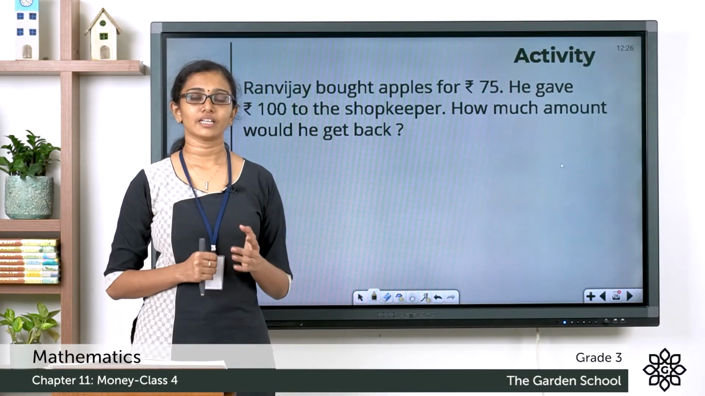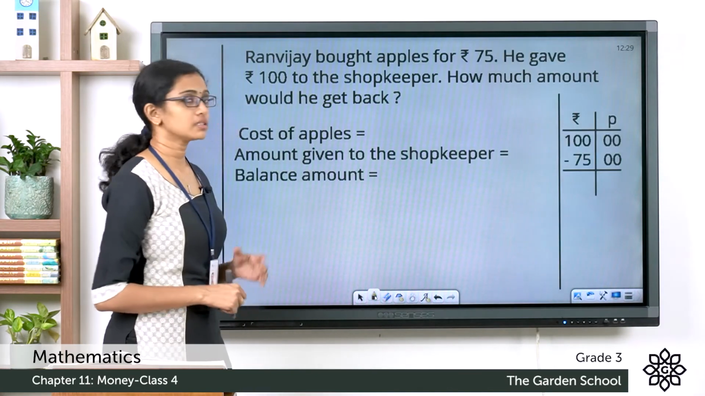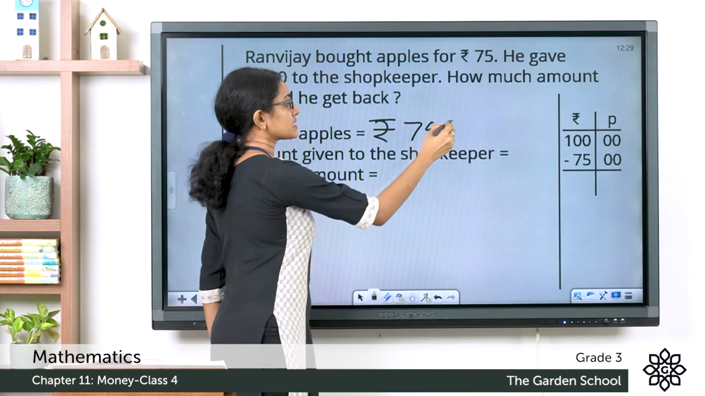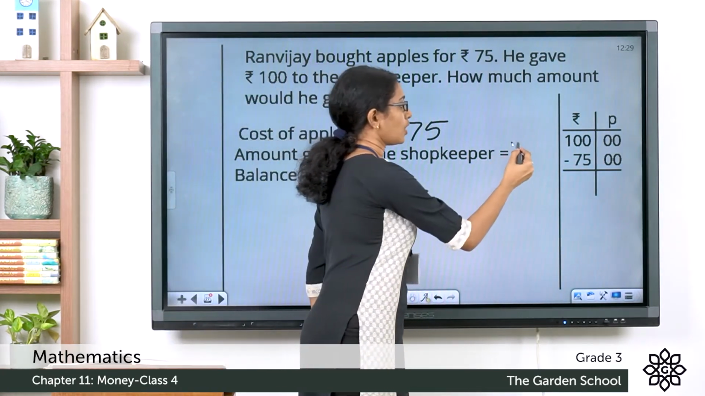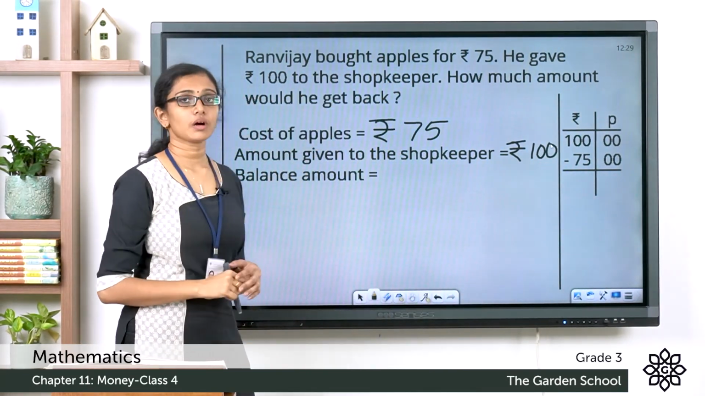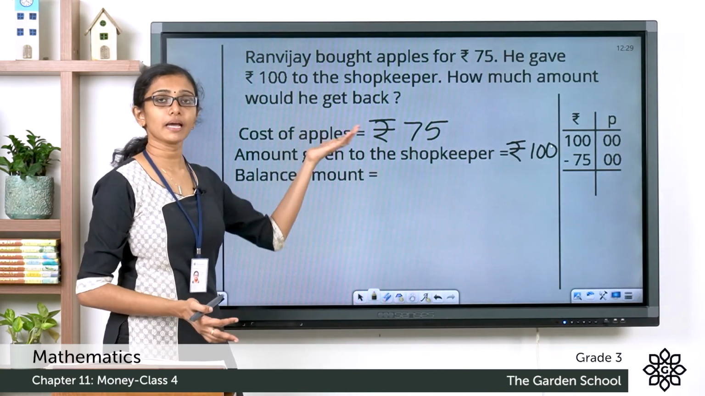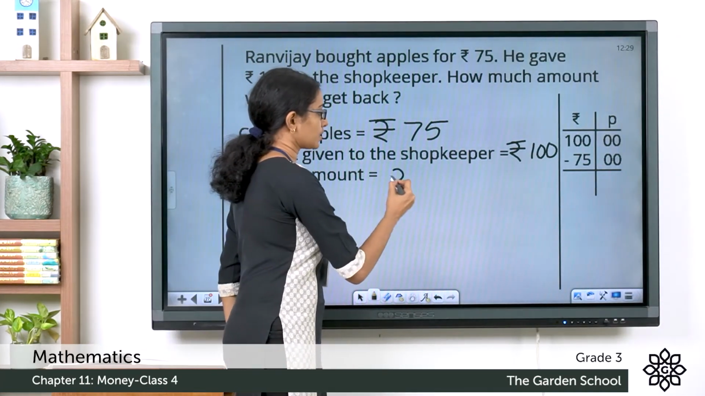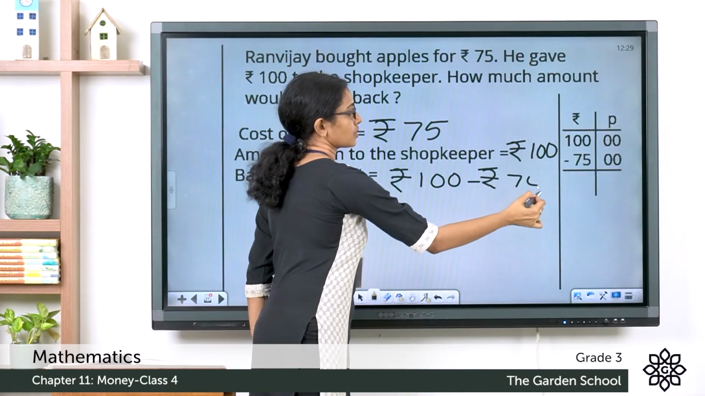Hope you are done with that. Now let's see the steps and the answer. So the cost of the apples is equal to 75 rupees. And what is the amount Ran Vijay gave to the shopkeeper? He gave an amount of rupees 100. Now, the balance amount he should get will be the amount he gave to the shopkeeper minus the actual cost of the apples. So, which will be equal to 100 rupees minus 75 rupees.